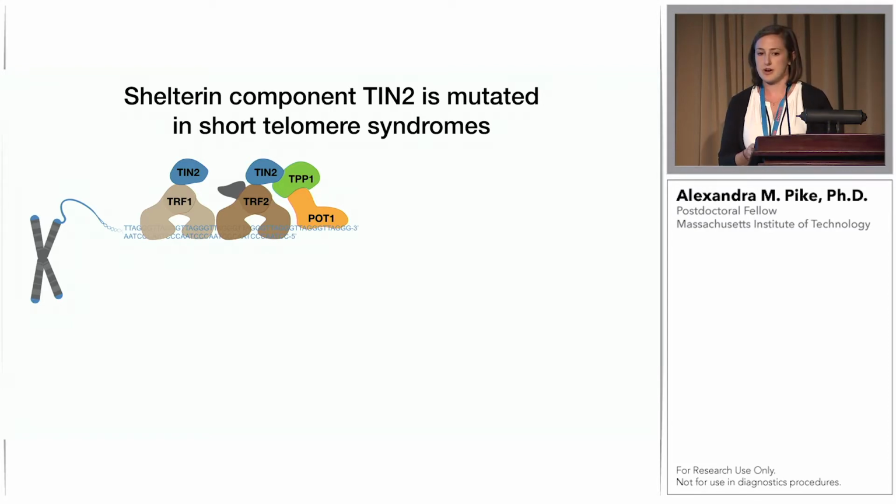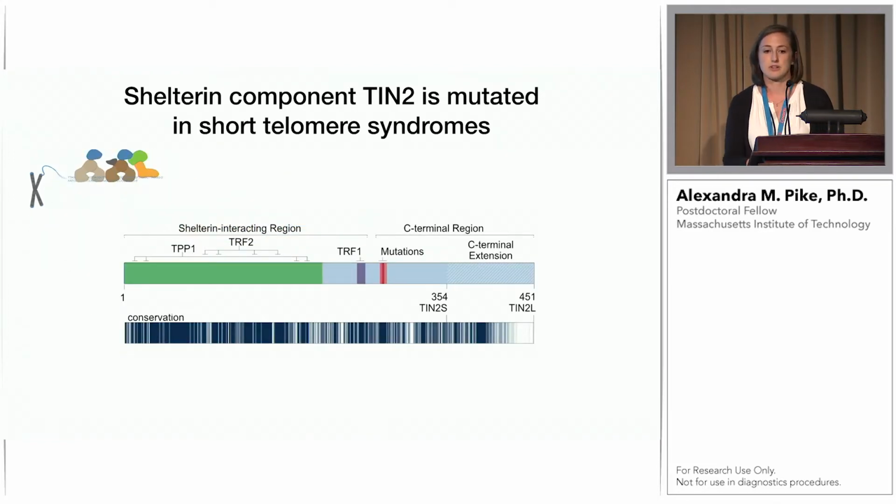This is a diagram again of the Shelterin complex, and TIN2 is generally considered a bridging molecule. It binds the TRF1 and TRF2 proteins that bind the double-stranded telomeric sequence and the TPP1-POT1 complex that binds the single-stranded telomere sequence. TPP1-POT1 is also a telomerase processivity factor, so we thought that was a good candidate for studying how TIN2 regulates telomere length. But before I get into that, I want to talk a little bit more about the TIN2 protein itself.